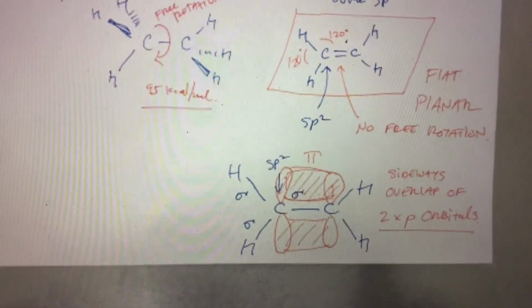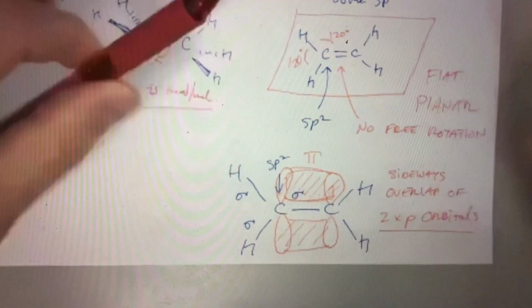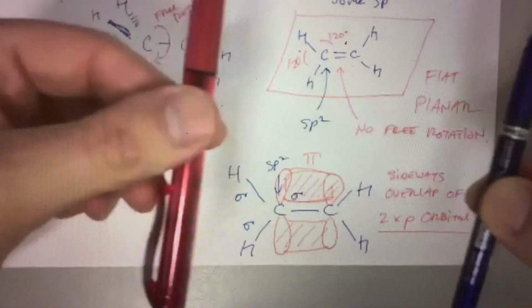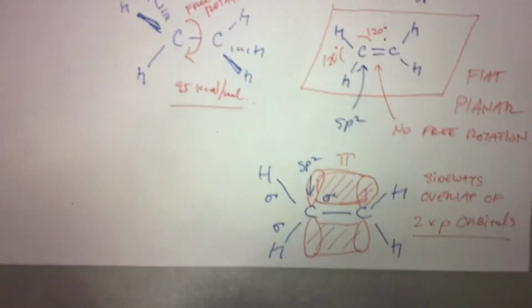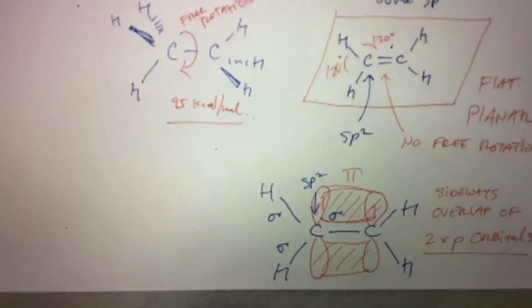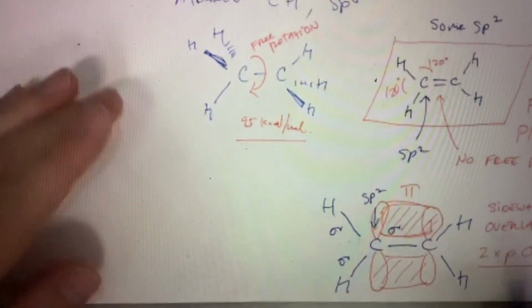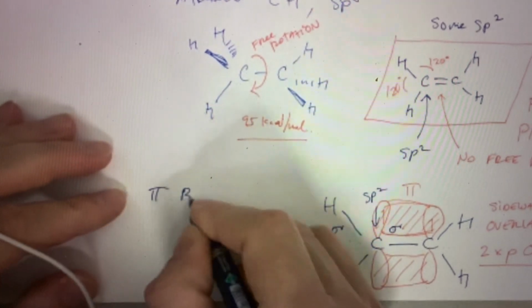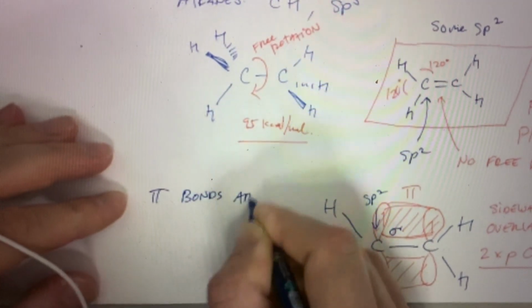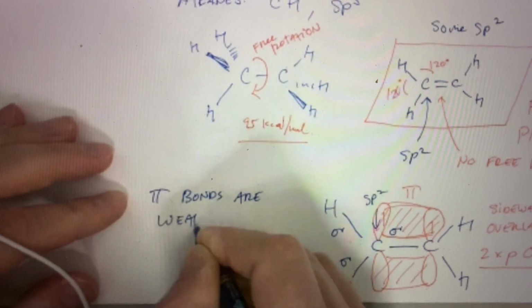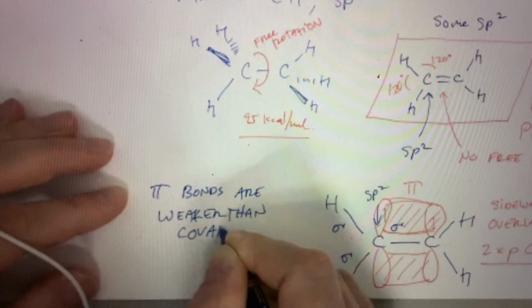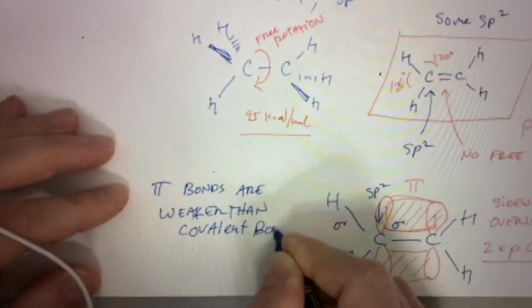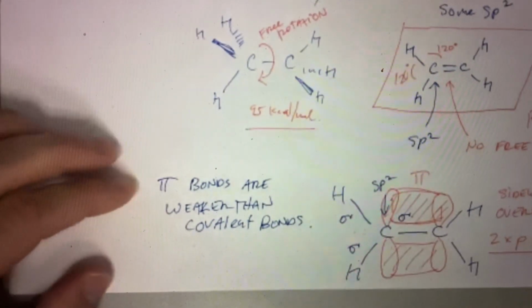Pi bonds are definitely weaker. The 2 orbitals involved don't come together like this anymore. They come together like this, and they don't overlap as well. And so this particular pi bond is going to be weaker than a sigma bond. That's the first key point about pi bonds. So they have a sideways overlap, and pi bonds are weaker than sigma bonds.